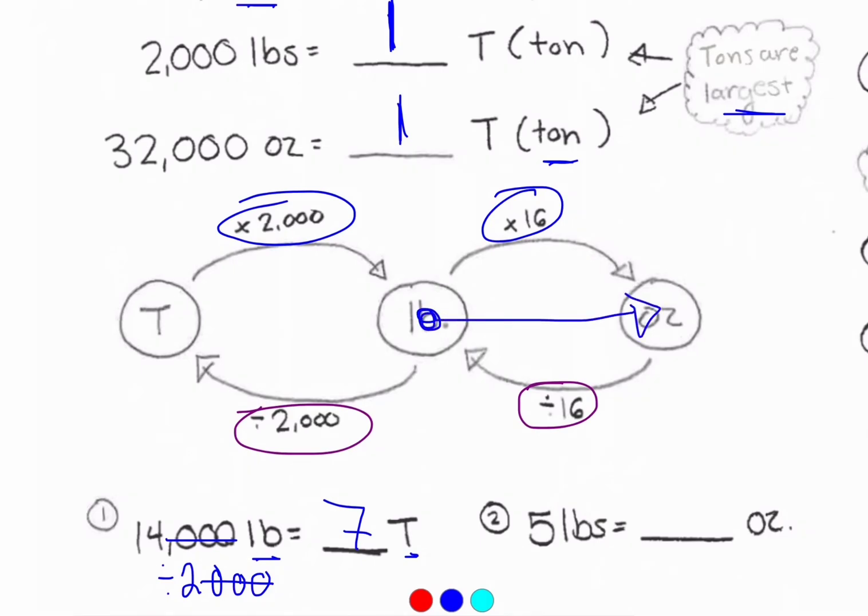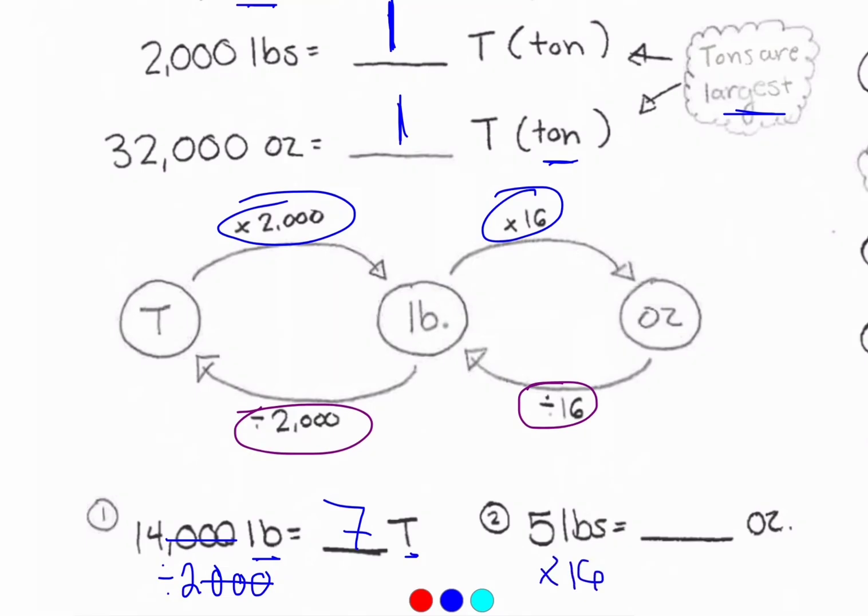Number 2, I'm going from pounds to ounces. Once you understand how to use the flow chart, you just have to figure out the direction and figure out if you're multiplying or dividing. Well, if I'm moving that way, I'm going to be multiplying by 16. So I have to figure out what is 5 times 16.